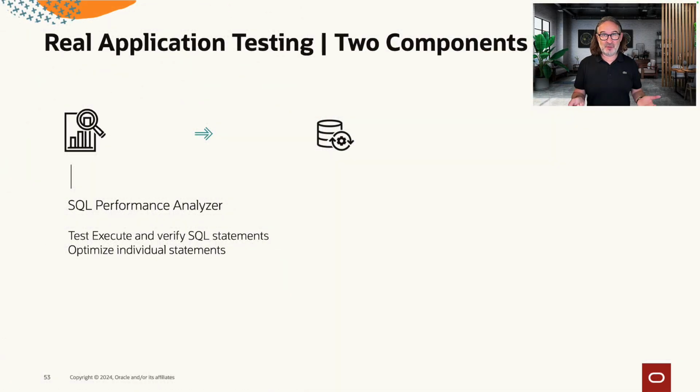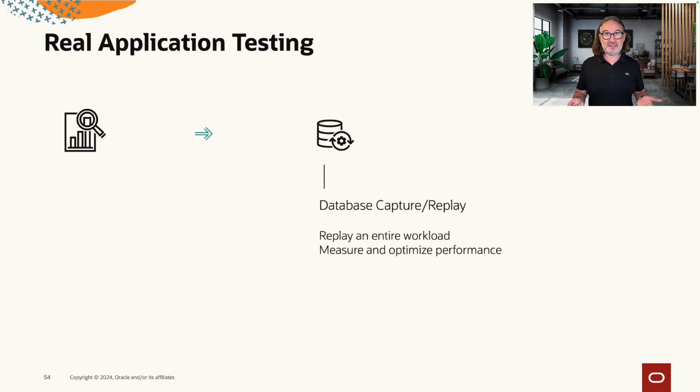Real Application Testing has two components. SQL Performance Analyzer. The idea is we capture the statements on production and we find the misbehaving ones before go live. We tune them, we treat them well, and no problems from the statement side. The other part is Database Capture and Replay. So we record a full workload and we replay it in Autonomous Database.